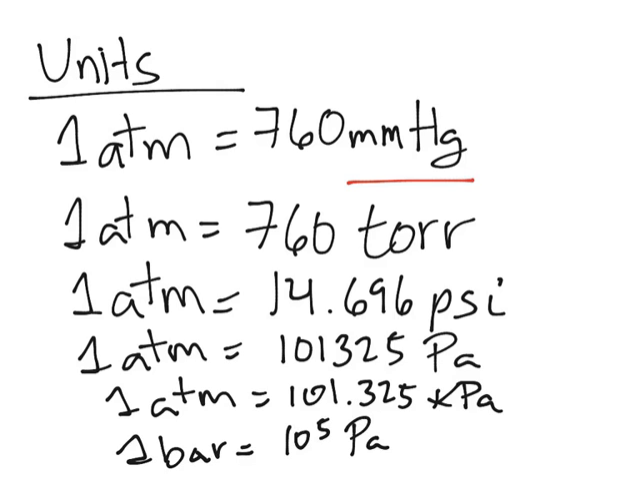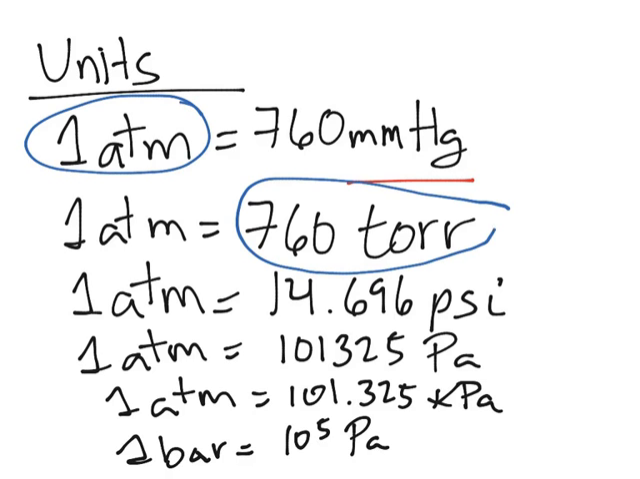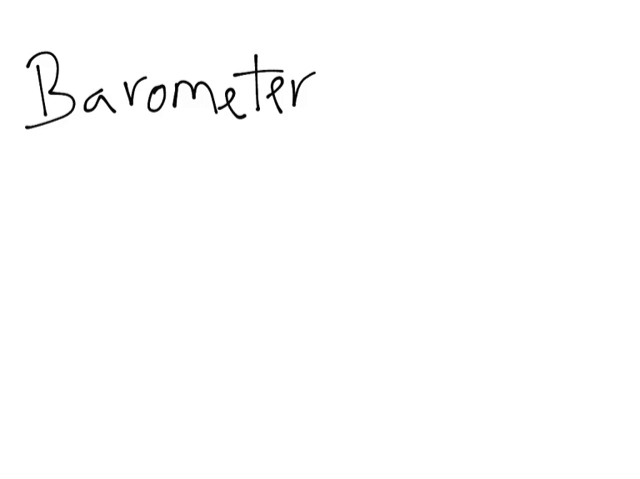So those are the units you'll use to measure pressure, but the most common one will be the atmosphere and sometimes the torr. But be sure to try and remember all of this. And the way to measure pressure is by using a barometer. So a barometer measures pressure.